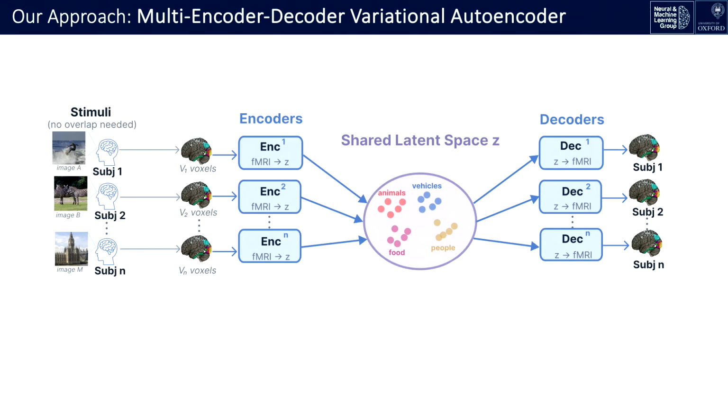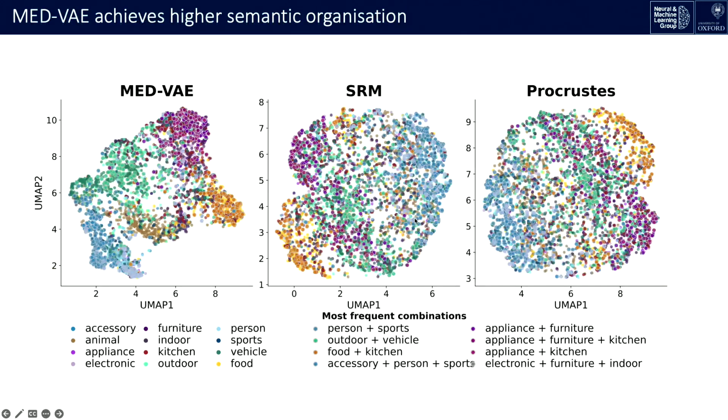After the training, and when we have achieved the cross-subject alignment in the latent space, the ResNet encoder and decoder are not anymore needed for the inference. Here we visualize the latent space, where with different colors we see the different categories of the NSD, for example, food, animal, etc. And we see how our method on the left achieves superior semantic organization.